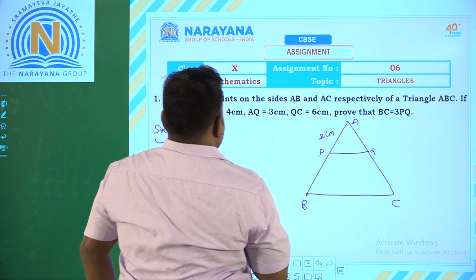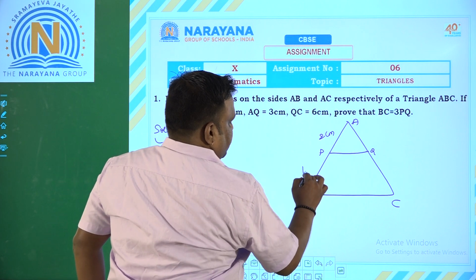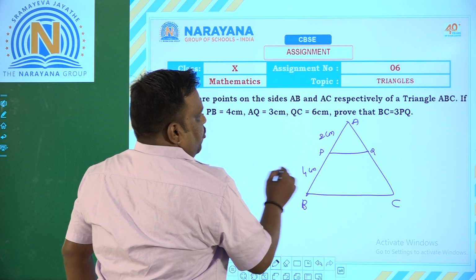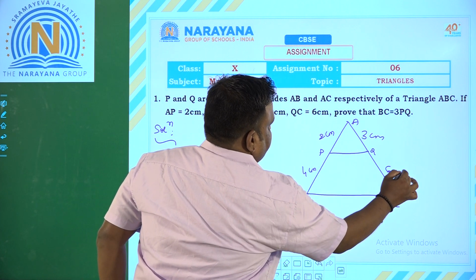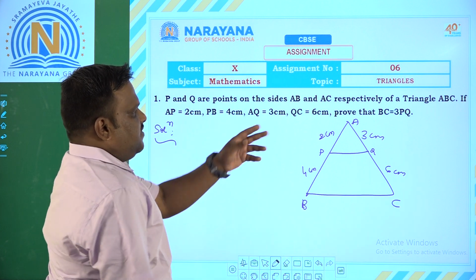Now AP is equal to 2 centimeters. AP is given as 2 centimeters. PB is 4. This is 4. And AQ is 3 and QC is 6 centimeters. Now prove that BC is equal to 3PQ.